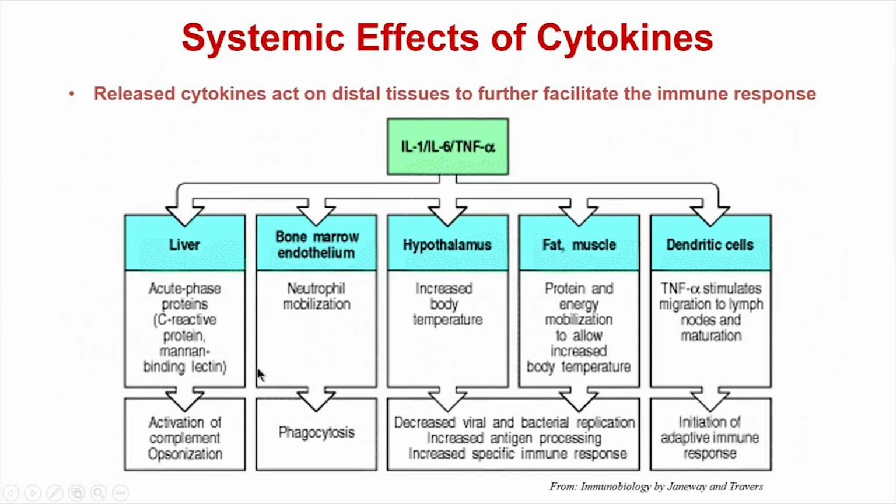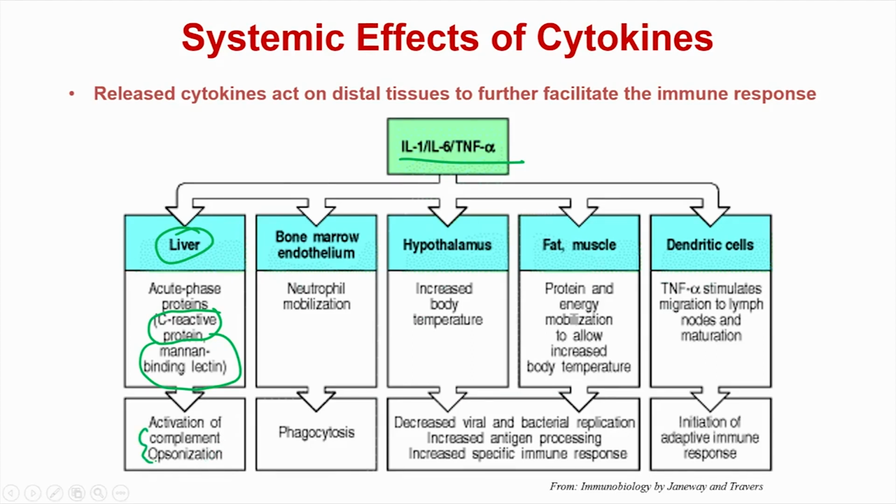So, what are the systemic effects of the cytokines? The released cytokines can act on distal tissues to further facilitate the immune response. Some of these proteins like IL-1, IL-6 and TNF alpha can potentially do that. If they go to the liver, they will activate some other proteins like C reactive protein and mannan lectin. This leads to an activation of the complement system.